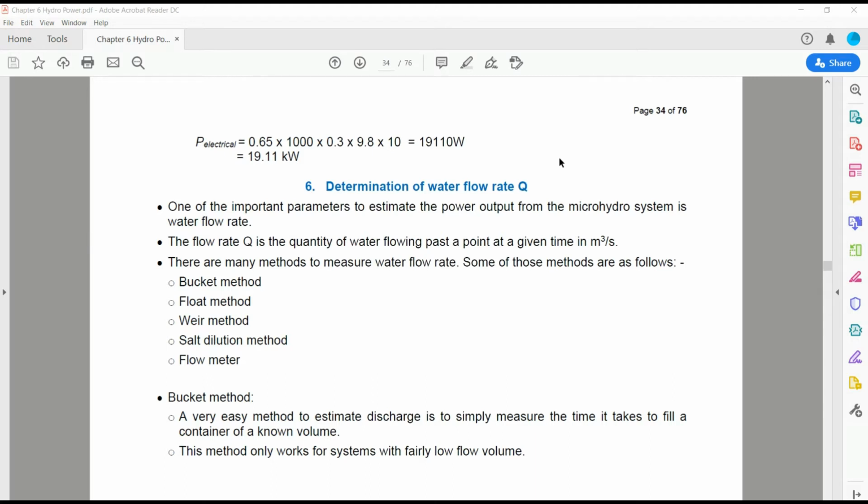The easiest one is using the bucket method. Number 2, float method. Number 3, weir method. Number 4, salt dilution method. And number 5, flow meter. We start with the first method to measure the water flow rate, the bucket method. The bucket method is a very easy method to estimate discharge. It simply measures the time it takes to fill up a container of a known volume. This method only works for systems with fairly low flow volume.